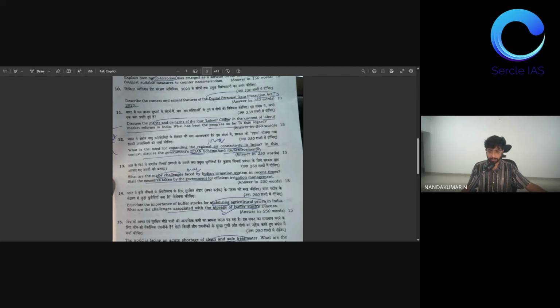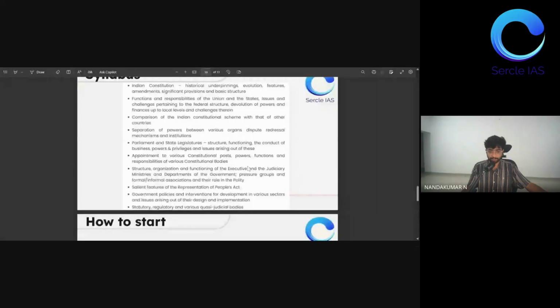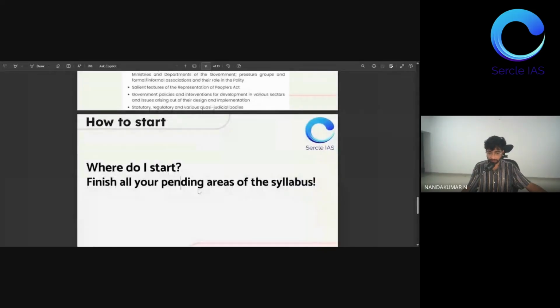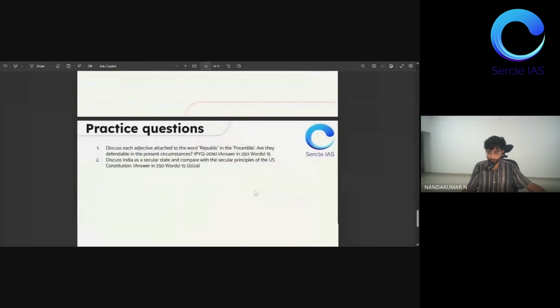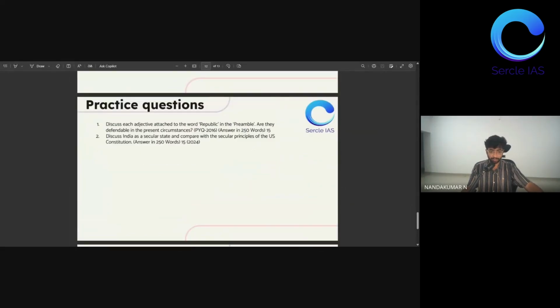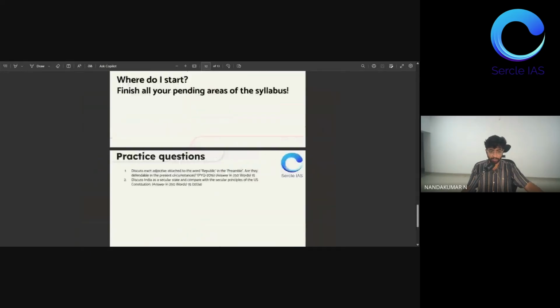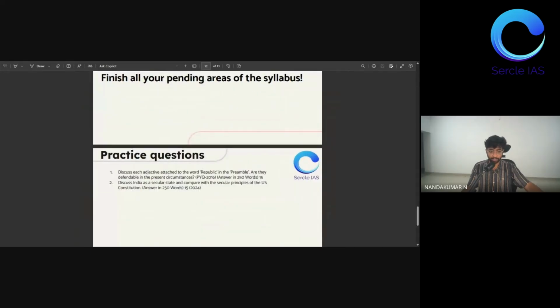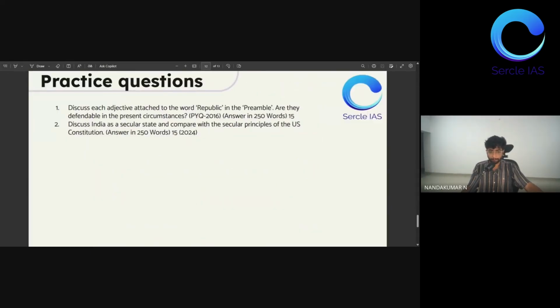So let's finish our slide. Going back to the slide. So you start with the pending areas. I have a few practice questions. This one, it was there in the introduction session, but since no one has sent me the answers, I am putting it again. Discuss the adjective attached to the word republic in the preamble. Are they defendable in the present circumstances? Answer in 250 words. By next week, you send me the answer for both of these questions.